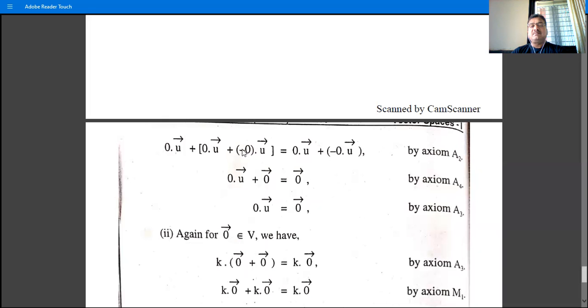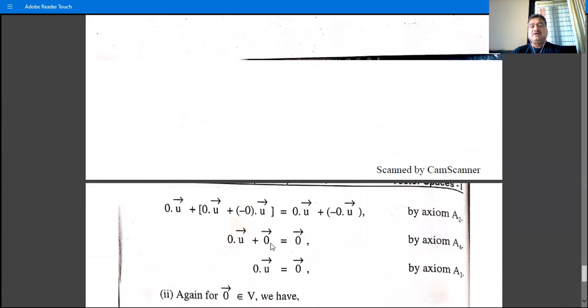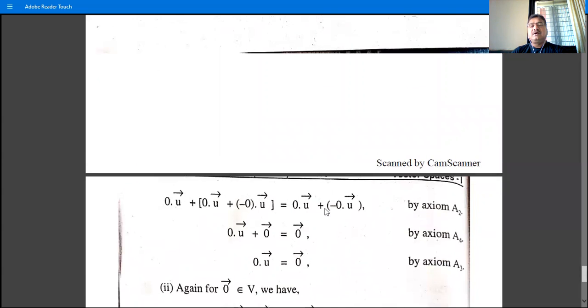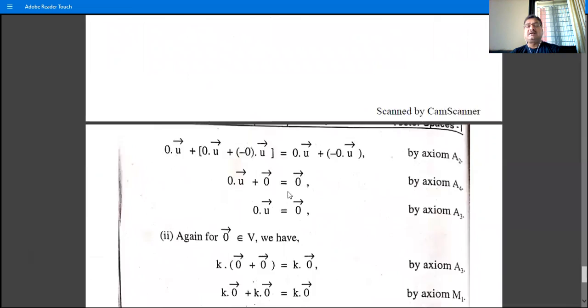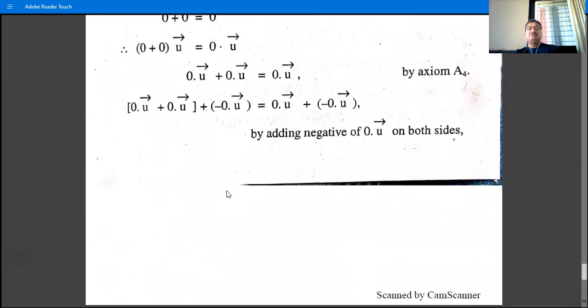Write 0 u bar, then the bracket, 0 into u bar minus 0 into u bar, and the RHS as it is. Any vector and its negative add to 0 bar. So 0 into u bar and its negative, the addition is 0 bar. Similarly, 0 into u bar and its negative is 0 bar. And if we add 0 bar to any vector, we get the same vector by using A3. So 0 into u bar plus 0 bar is 0 into u bar, which is equal to 0 bar. That is how we prove 0 into u bar is 0 bar.